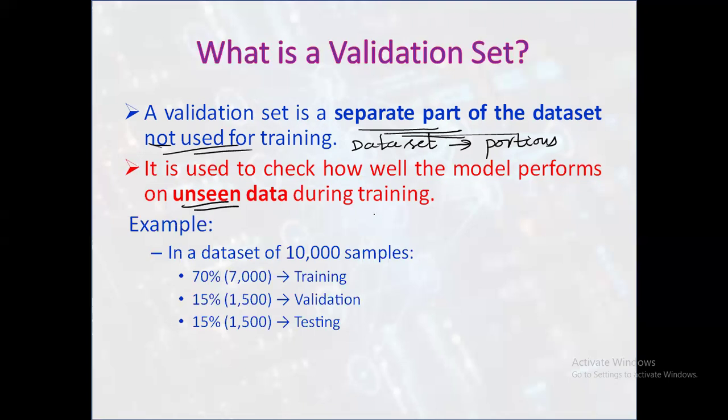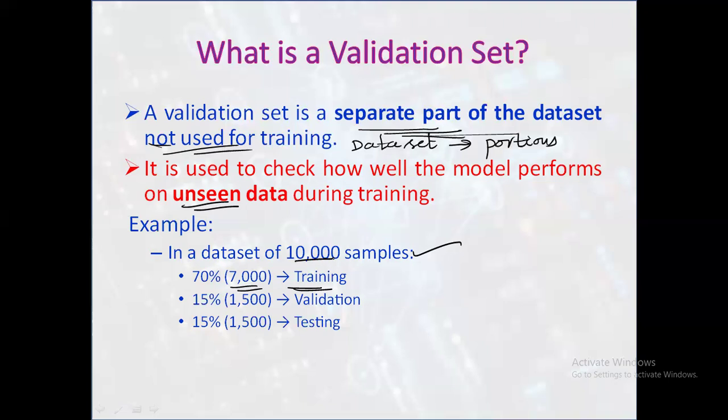If you are taking an example, let us consider how the data set is typically split. In a data set of 10,000 samples, a typical division for training a deep learning model is to allocate a majority of data for training. We have to train the model and reserve a part for validation and testing. So 70 percent. Out of 10,000, 70 percent means how many? 7,000. We are going to use 7,000 for training.